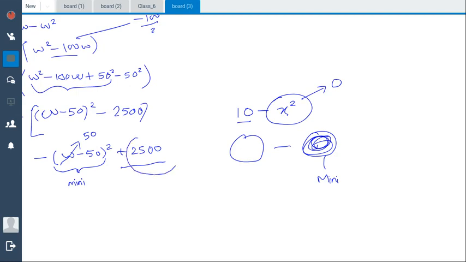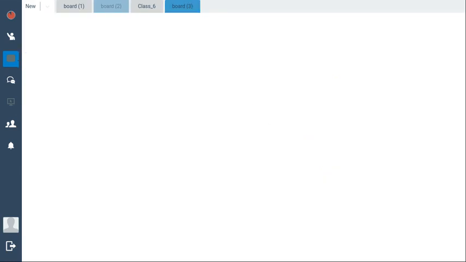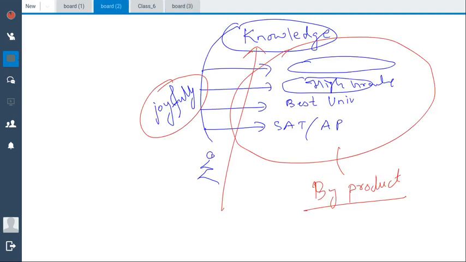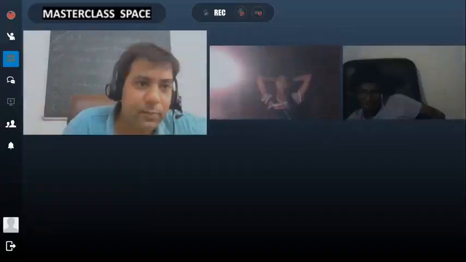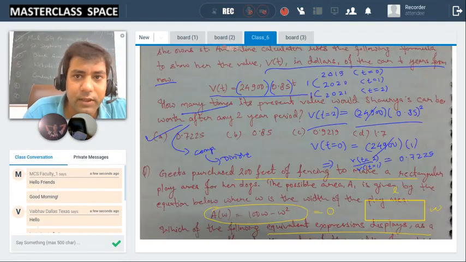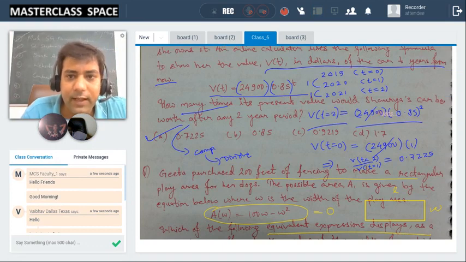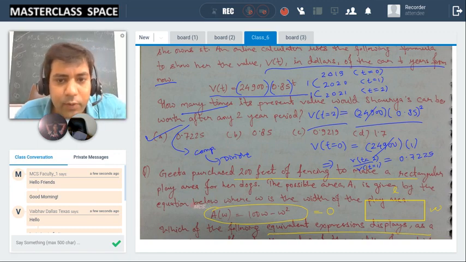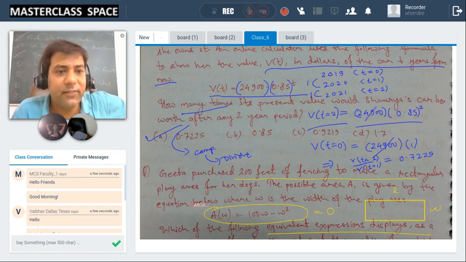This is also another way of doing this question. And this expression, if you go to the question, it displays the way to find out the value of W to have maximum value of A(W). Got it, my dear friends?